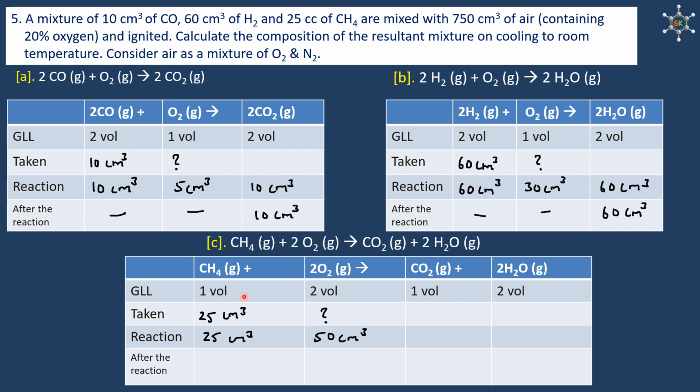The reaction will be 25 cm³ of methane demanding 50 cm³ of oxygen. 1 volume of methane produces 1 volume of carbon dioxide, so 25 cm³ of methane should produce 25 cm³ of carbon dioxide. 1 volume of methane produces 2 volumes of water vapor, so 25 cm³ of methane should produce 50 cm³ of water vapor. After the reaction, we will not have methane or oxygen left. We will have 25 cm³ of carbon dioxide and 50 cm³ of water vapor.